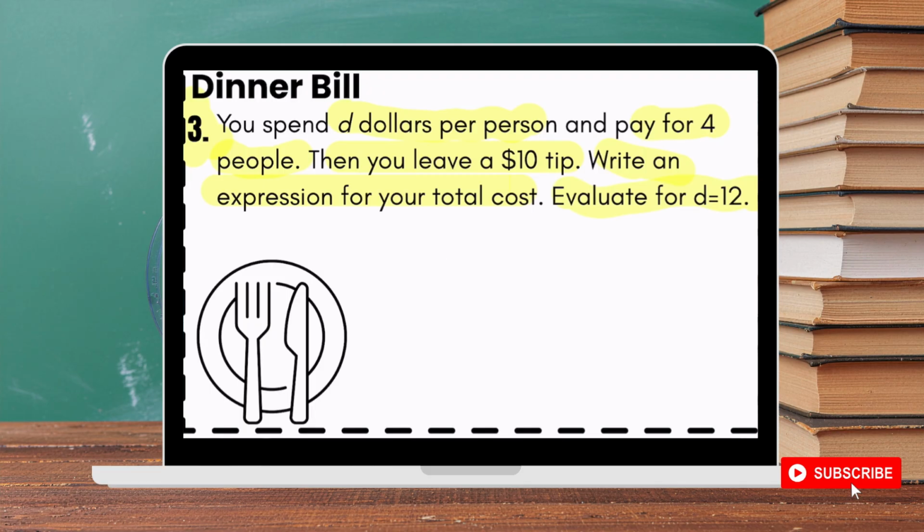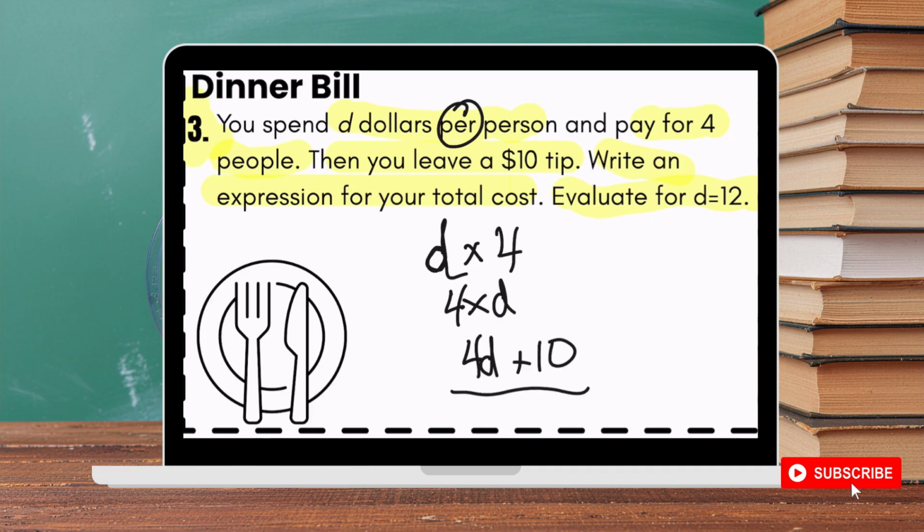So let's write the expression first. You spend d dollars, we don't know how much, per person, and per is the key word that's going to highlight that we're using multiplication. And I pay for 4 people. So I would do d times 4, and the commutative property of multiplication means that I can flip-flop my order. I can multiply in whatever order I want. So this is 4 times d, which is the same as 4d. And then, in addition to that, I'm also going to leave a $10 tip. So that's going to be plus 10.